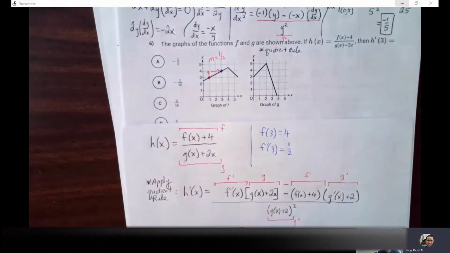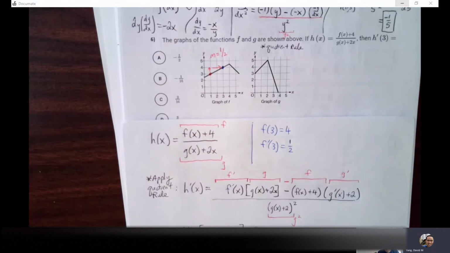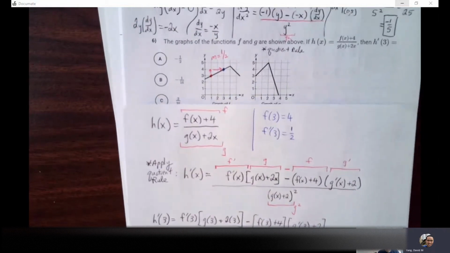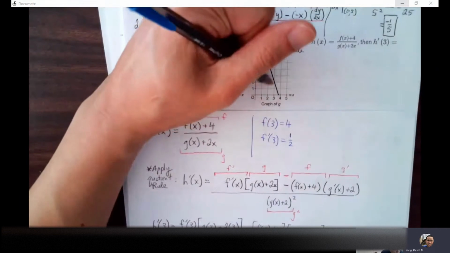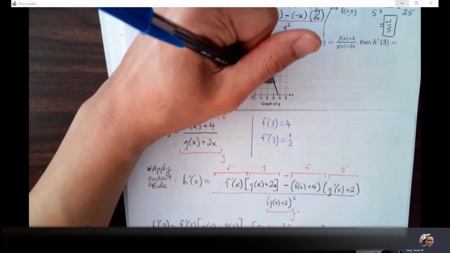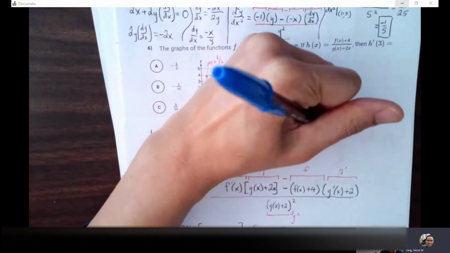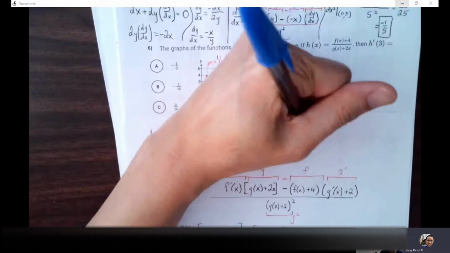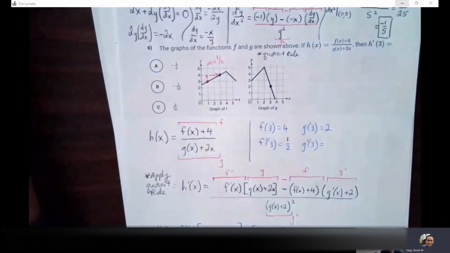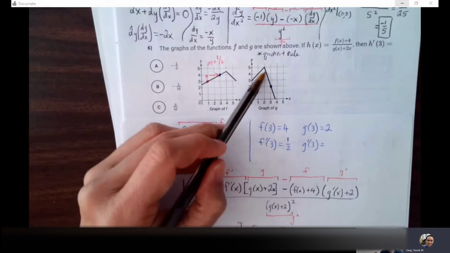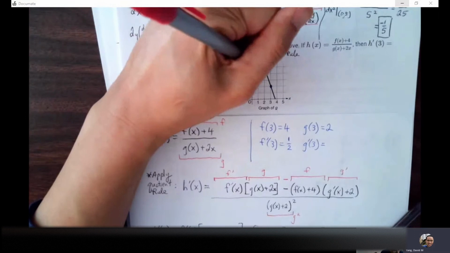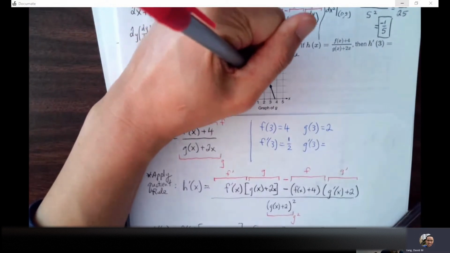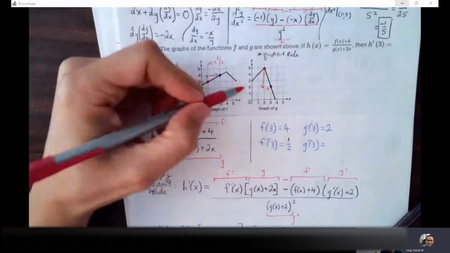Now on to g, because I need to find g of 3 and g prime of 3. So I'm going to highlight that point there. g of 3 is here. We see g of 3 is just a y value of 2. And then g prime of 3 is just going to be the slope of the g graph along this line. I'm going to pick another point here, and this is going to be a negative slope. I go rise over run, so down 3, 1, 2, 3, over 1. Down 3 over 1, that's negative 3.